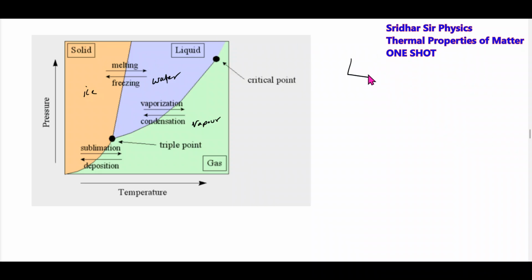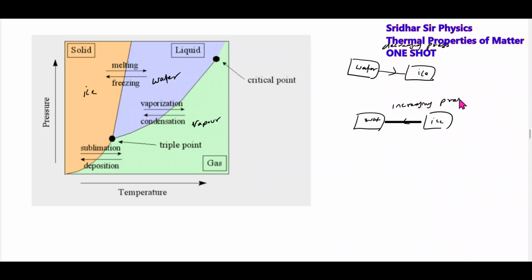How to convert water to ice? By decreasing pressure. Similarly, ice is there, you can convert it into water by increasing pressure. It's a simple idea. Can you freeze water by taking out heat? No. Instead of that, what you can do is decrease the pressure, and the water will become ice. By increasing pressure, the ice will become water.